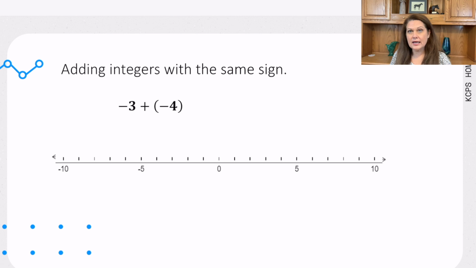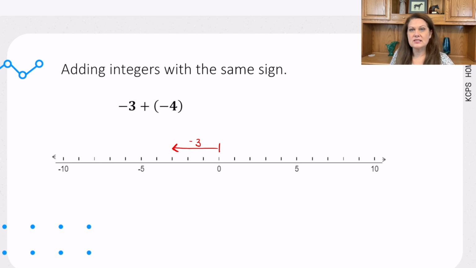Let's try it with negatives. Remember, negatives are going to go to your left. I'm going to use a red arrow this time to help you see that it's negative. So I'm going to put a little tick mark at 0. I'm going to go 3 units to the left. I'm always going to put an arrow to show my direction, and I'm going to write a little -3 on top.